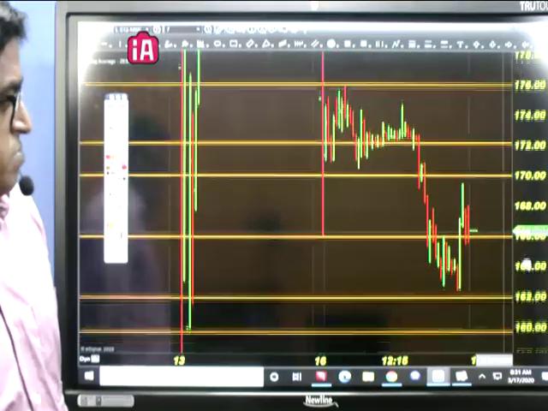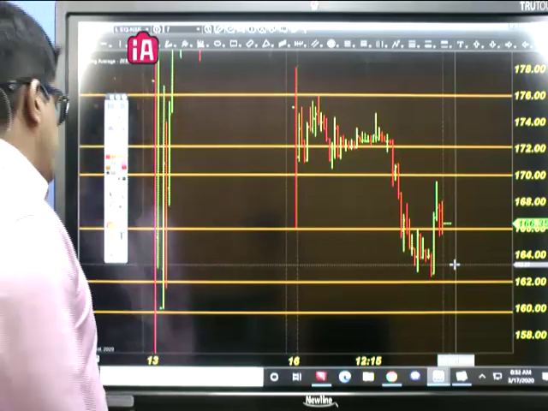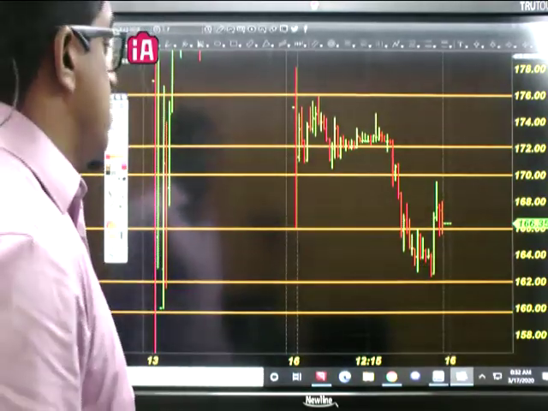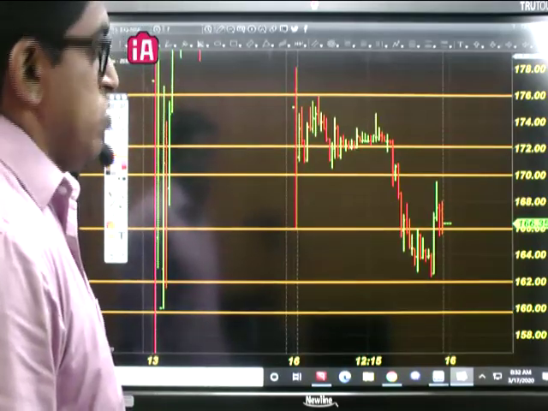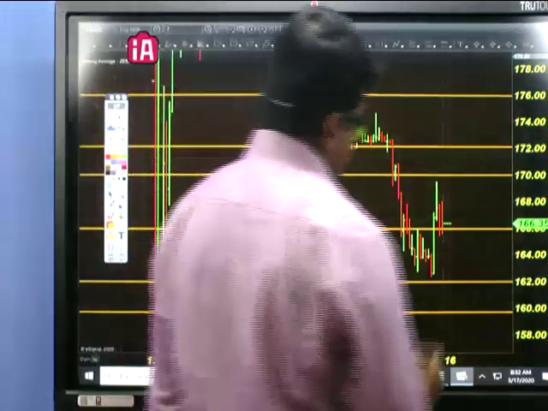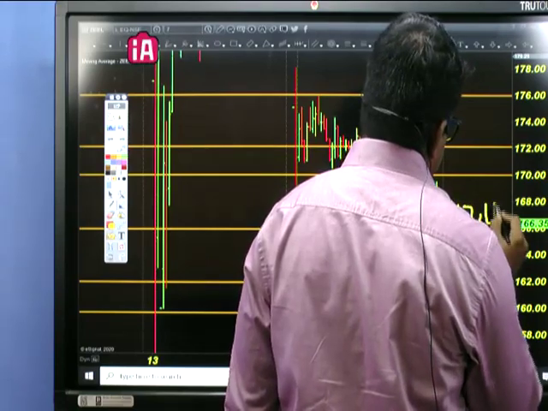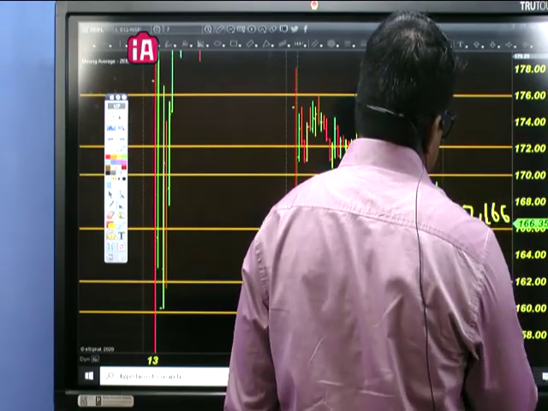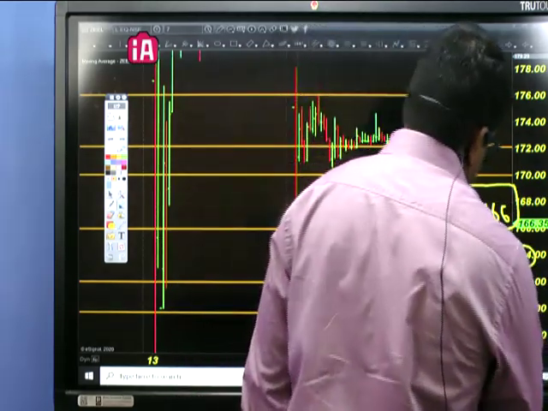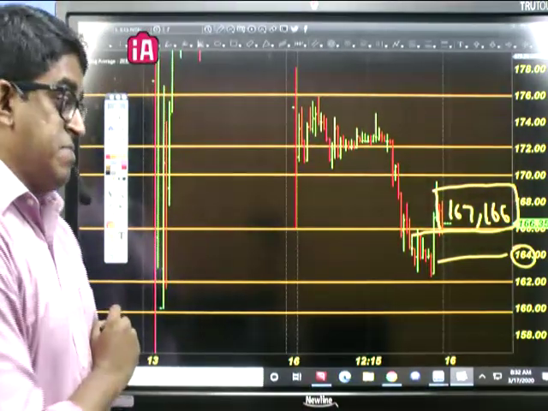Zeal is dropping. So what can we do in Zeal? Here we will take some risk in Zeal based on price opening. So if the price is going to open somewhere above 167, 166, this particular zone, go for buying by placing stop at 164. So Zeal, we are taking some risk in Zeal.